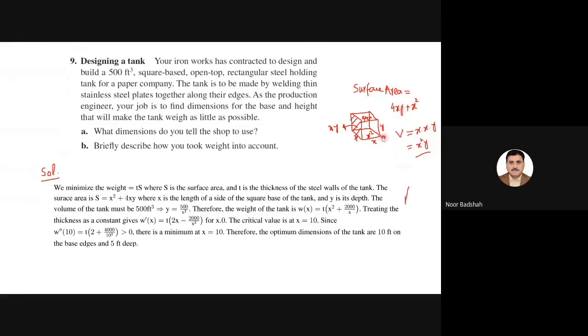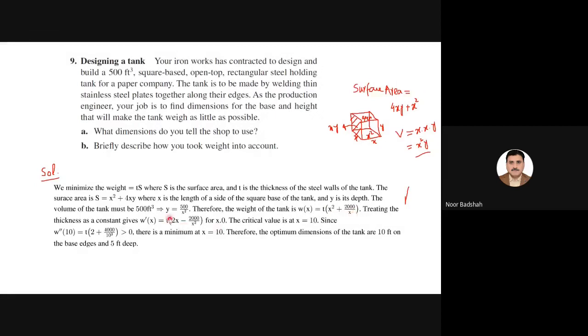And volume will be length, width, and height, so x into x into y, that is x square y. We are using these things together. You can simply do it by yourself; the rest is straightforward. Once you define surface area as S equal to x square plus 4xy, while volume is given as 500 feet cube, we can find y from there, put y in this function, and we have W equal to 2T times x square plus 2000 by x.